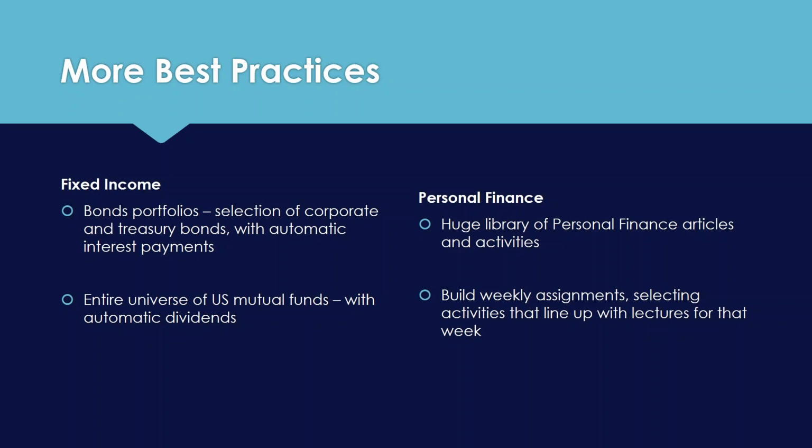We also have the entire universe of U.S. mutual funds available, and we do pay out the dividends automatically every morning on all mutual funds. So using a fixed income class, you probably need a lot fewer trades, but it's really focused more on the actual research side of it.